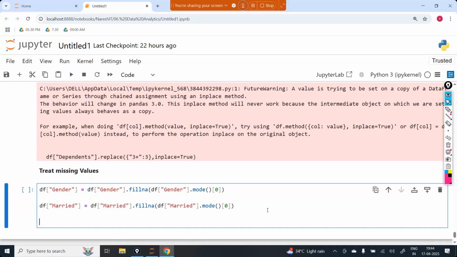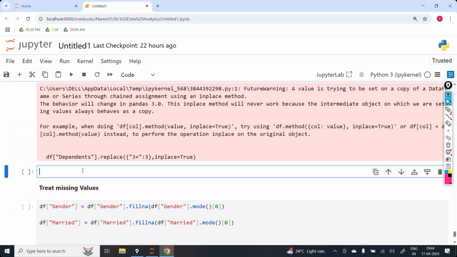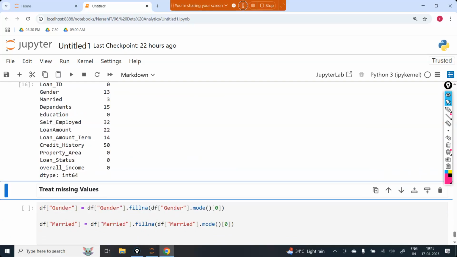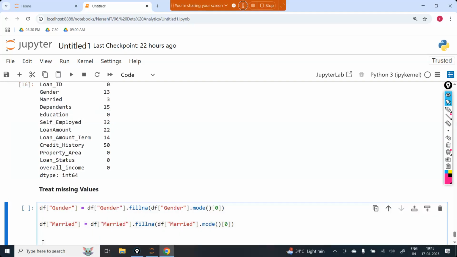What is the next column which is having the missing values? Dependents. So df dot isnull dot sum. Which columns are having the missing values? Here we can see gender, married. Next one is dependents. So now dependents is which type of column? It is a discrete count. So since it is a discrete variable, with what do I have to replace? Again with the mode only. In the same way, I'm replacing that one also with the mode, the number of dependents.